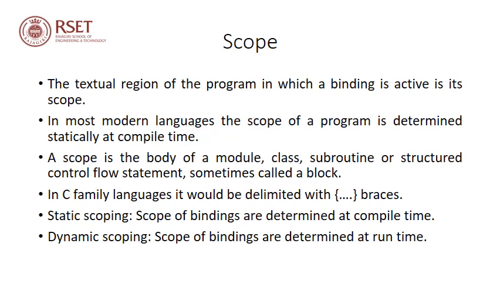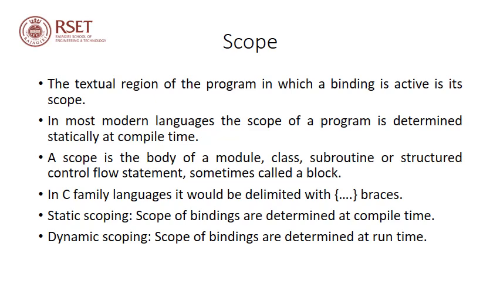As we have already discussed, a binding is the association between a name and the thing it names. It can be the name of a data type, a looping construct, or a variable, and the scope is the region of a program where this particular binding is active. In most modern languages, the scope of a program is determined statically at compile time, and we have seen a few examples pertaining to static and dynamic scoping.